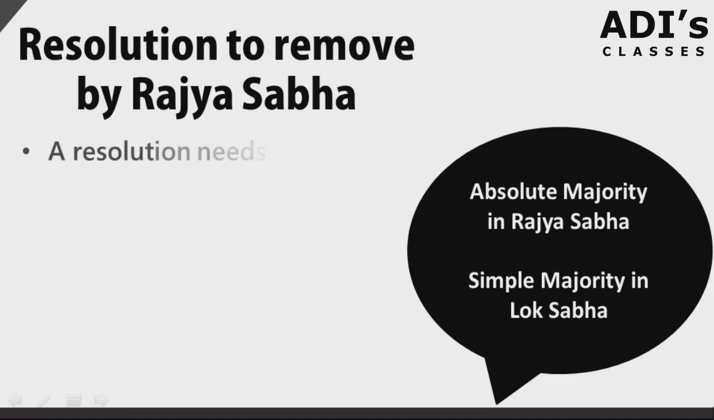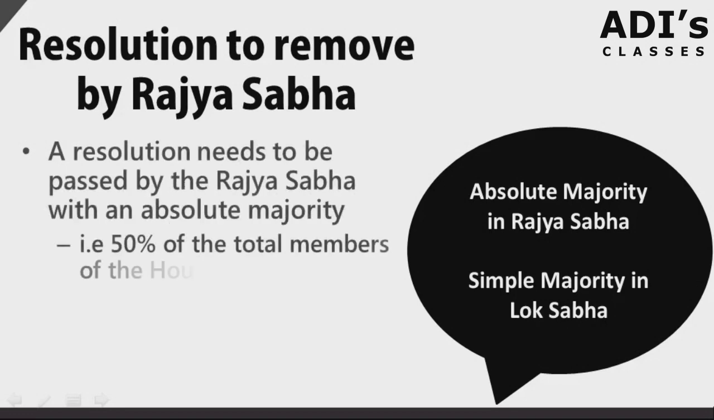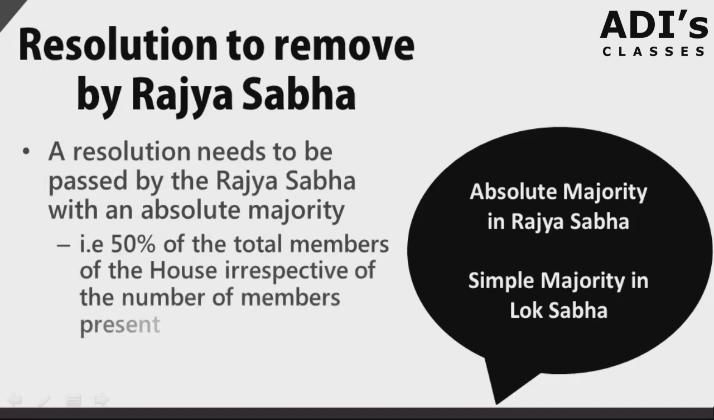Hence, a resolution needs to be passed by the Rajya Sabha with an absolute majority, that is 50% of the total members of the House, irrespective of the numbers present. So we have already seen what simple majority means. Simple majority means 50% of the members present and voting. Absolute majority means 50% of the total members of the House, irrespective of the number of members present and voting. So this is called an absolute majority.